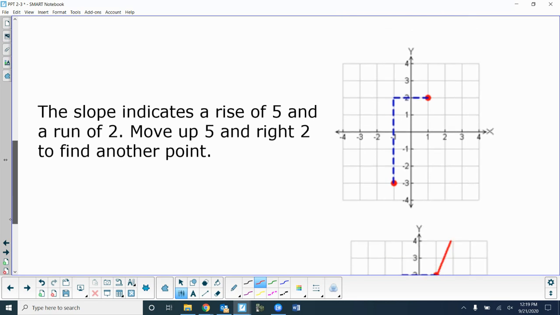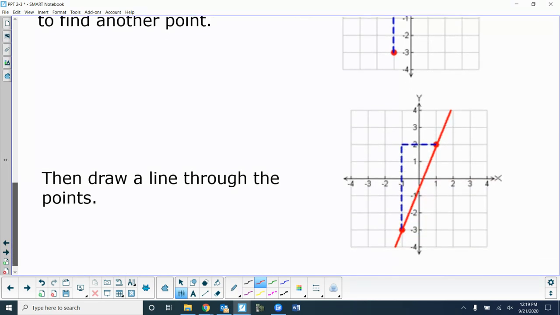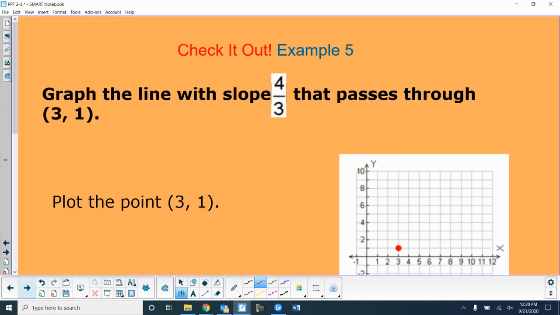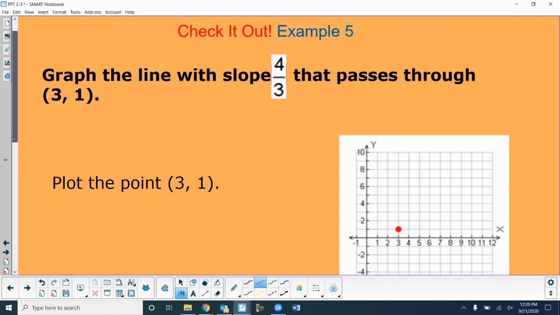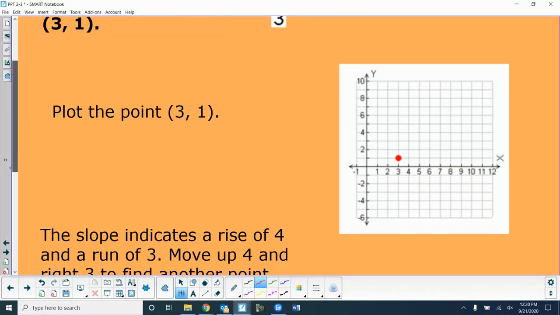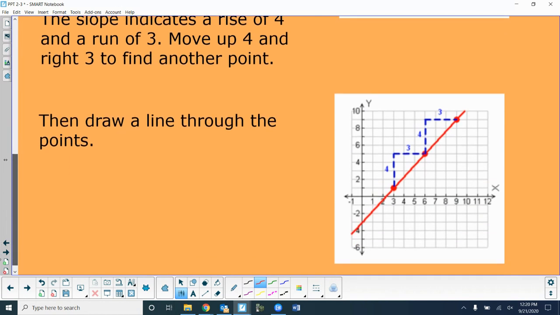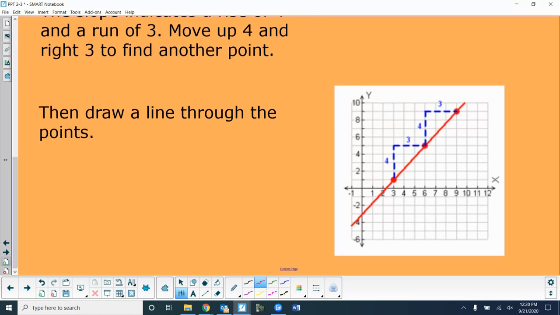So then you can connect the points, and there's your line. Simple, right? Question? No question. All right. 3/1, they plotted it. Slope is 4/3, so from there we're going to go up 4 and right 3. They did it a couple times and connect them. Any problems with that if you're given a point and a slope of graphing a line?